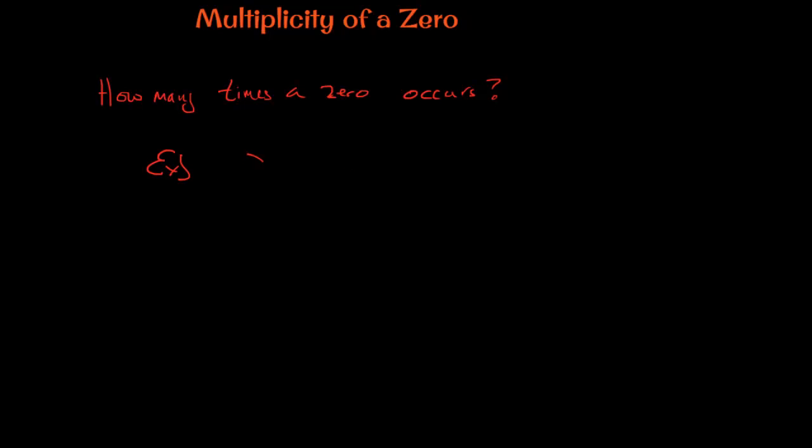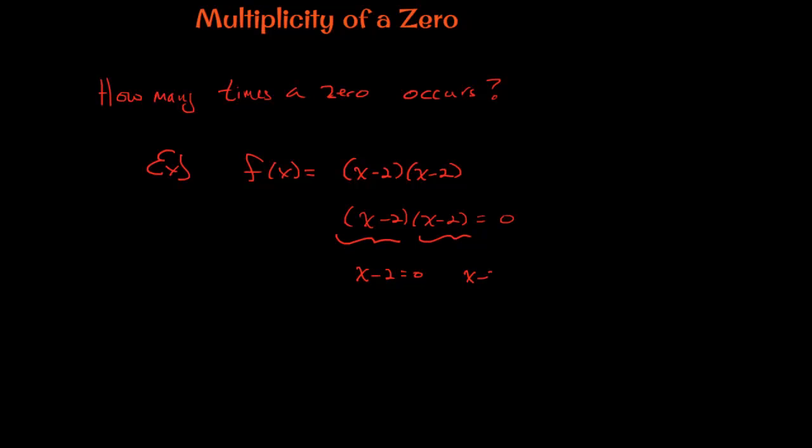Let us say f of x equals x minus 2 times x minus 2. If we want to find the zeros, we're going to set this equal to 0. And since we're multiplying these two factors together, we get x minus 2 equals 0 and x minus 2 equals 0. Since they're the same factor, we get x equals 2 and then x equals 2. So notice here, this zero algebraically occurred twice.